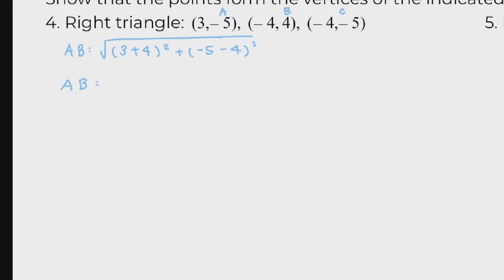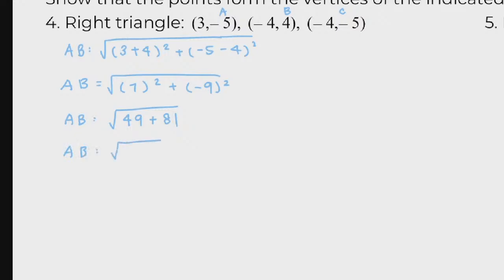So next we're going to simplify the numbers inside the parentheses. So we get 7 squared plus negative 9 squared. So 7 squared is 49 and negative 9 squared is 81. And 49 plus 81 is 130. And now let's see if we can simplify this radical. 130 can break up into 13 and 10, and 10 can break up into 2 and 5, but there are no pairs, so that means no numbers can come out of the square root. So we can leave it as square root of 130.